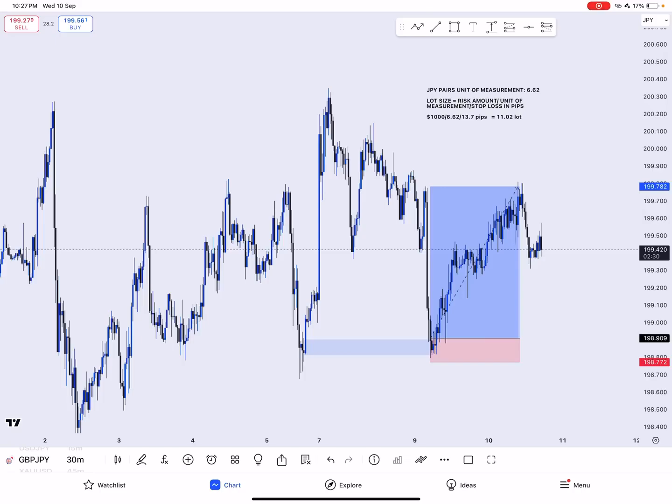You would never know how much you're risking per trade, and sometimes you can end up over leveraging your accounts, risking more than you intended to risk, simply because you don't know how to calculate your lot sizes in accordance to how many pips your stop loss is.